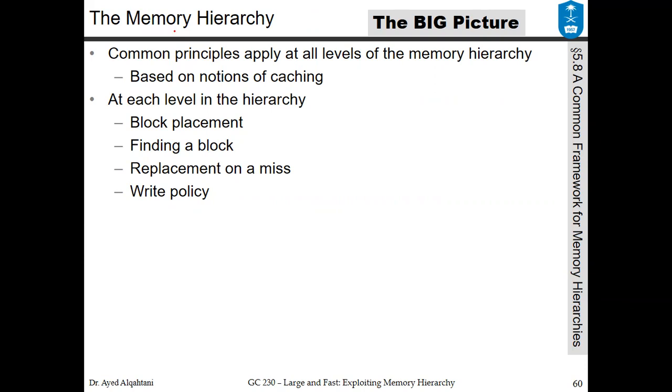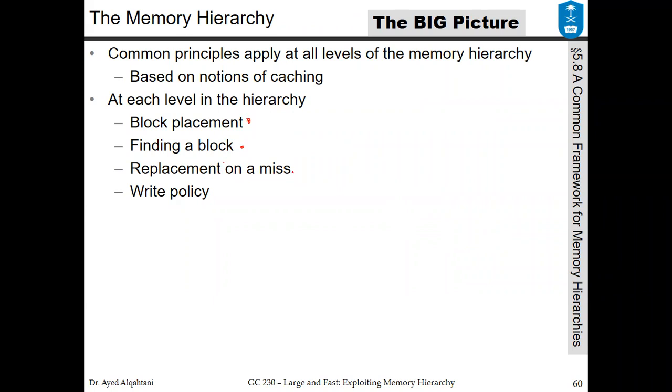So the memory hierarchy: the common principles apply to all levels of the memory hierarchy, based on notions of caching. At each level in the hierarchy, you should know those 4 pieces of information. The block placement, and finding a block. Block placement means, where do you put the block? Finding a block means, if there are blocks inside the cache, how to find the block that you want.